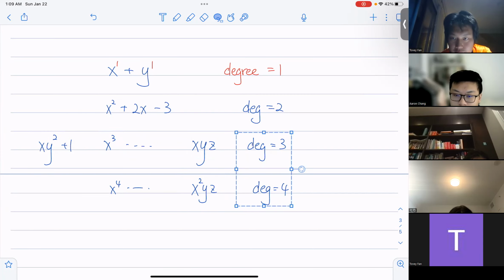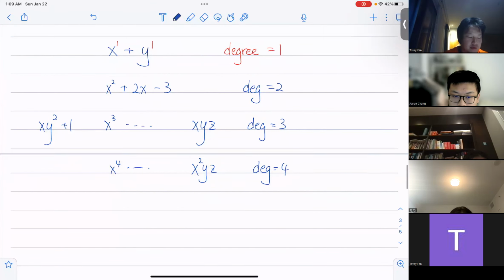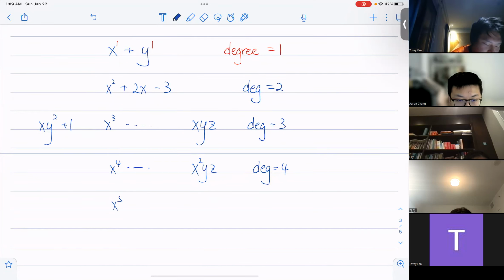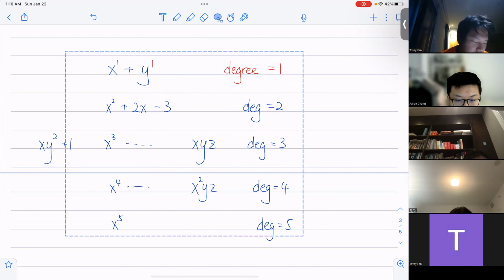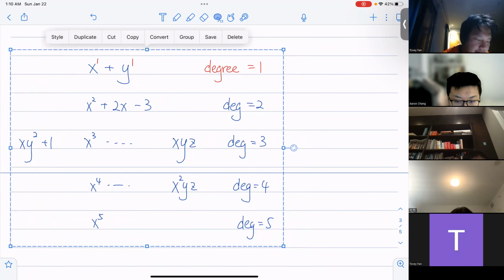But we mainly focus on single variable polynomials, only x, no y, no z, because multivariable is going to be really hard. Only one variable, x. And if you have x to the 5th, then it'll be degree 5, and so on and so forth. And we do have some names for degrees from 1 to 5.